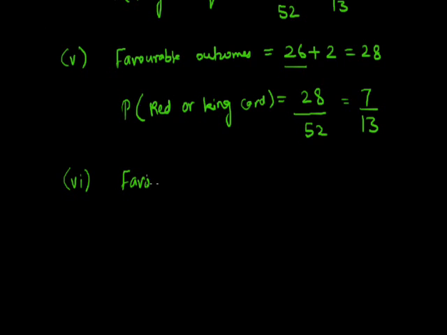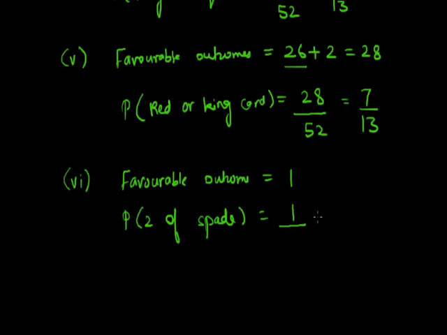So in this case, our favorable outcome will be equal to 1, because there is only one 2 which belongs to the spade suit. So the probability of getting 2 of spade will be equal to favorable outcome, which is 1. And they are talking about 2 of spade, so in this case our possible outcomes will be only 13, because they are only talking about the spade cards. They are not talking about the whole pack of 52 cards. There are only 13 cards in the spade suit. Out of these 13 cards, we need to pick only one card which is the number 2. That's why our favorable outcome will be 1 and possible outcomes will be 13. So the probability is 1 by 13.